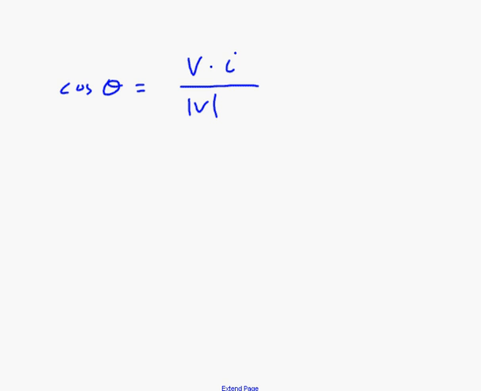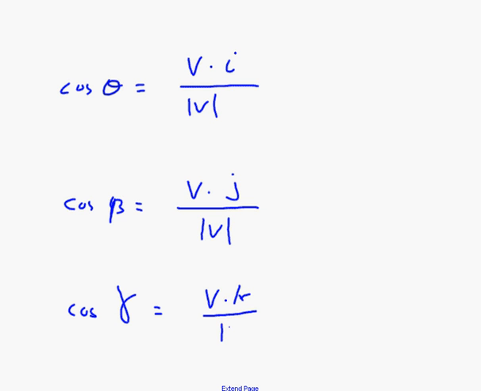So we could just leave it like that. The cosine of beta, we just showed, was v dot j over the norm of v. And for the same reason, we're not going to write norm j, because norm j is 1 also. And then lastly, cosine gamma is going to be v dot k over the norm of v. Okay? These three things together are referred to as the direction cosines.